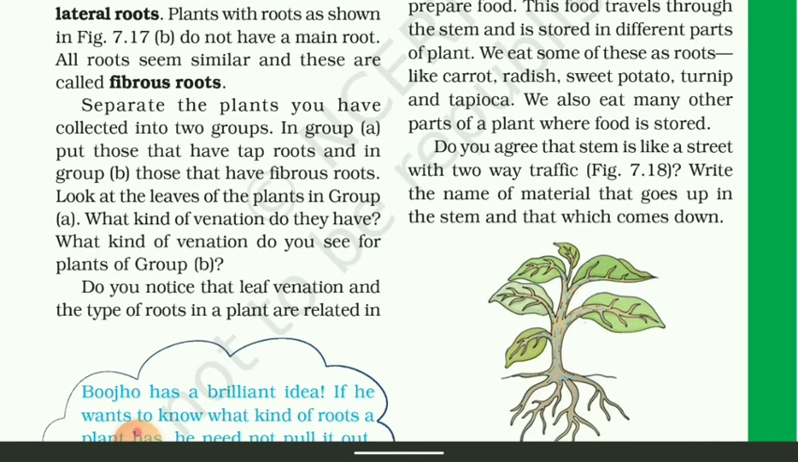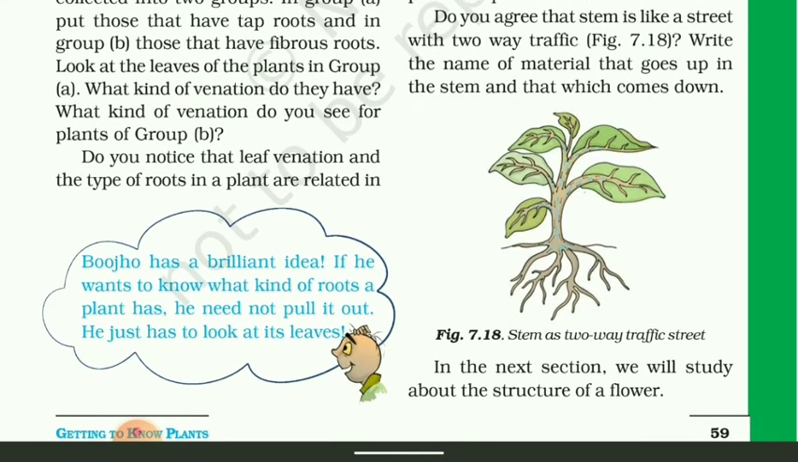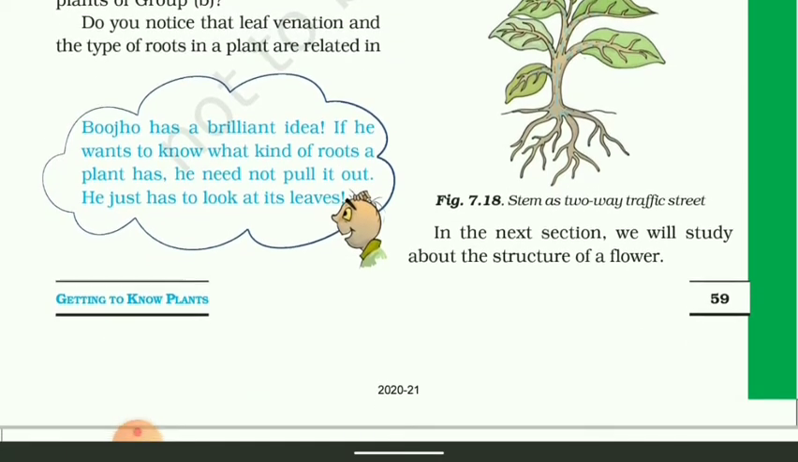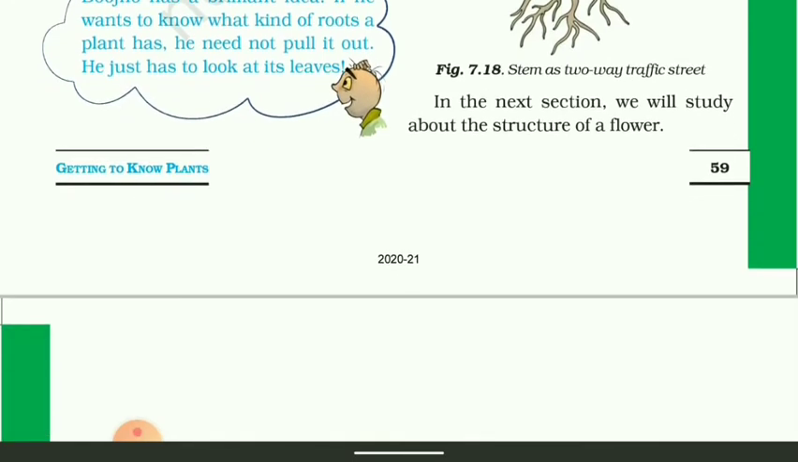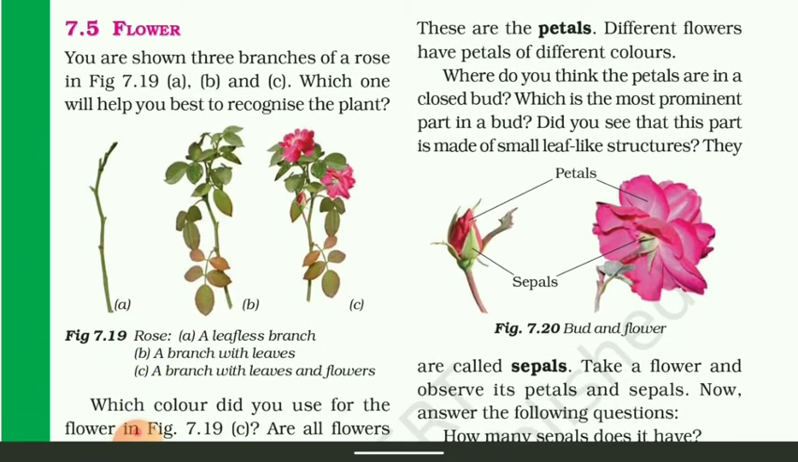We eat some of these as roots like carrot, radish, sweet potato, turnip, and tapioca. We also eat many other parts of a plant where food is stored. Do you agree that the stem is like a street with two-way traffic? Write the name of the material that goes up in the stem and that which comes down. In the next section, we will study the structure of a flower. Flower. You are shown three branches of a rose in figure 7.19 A, B and C.